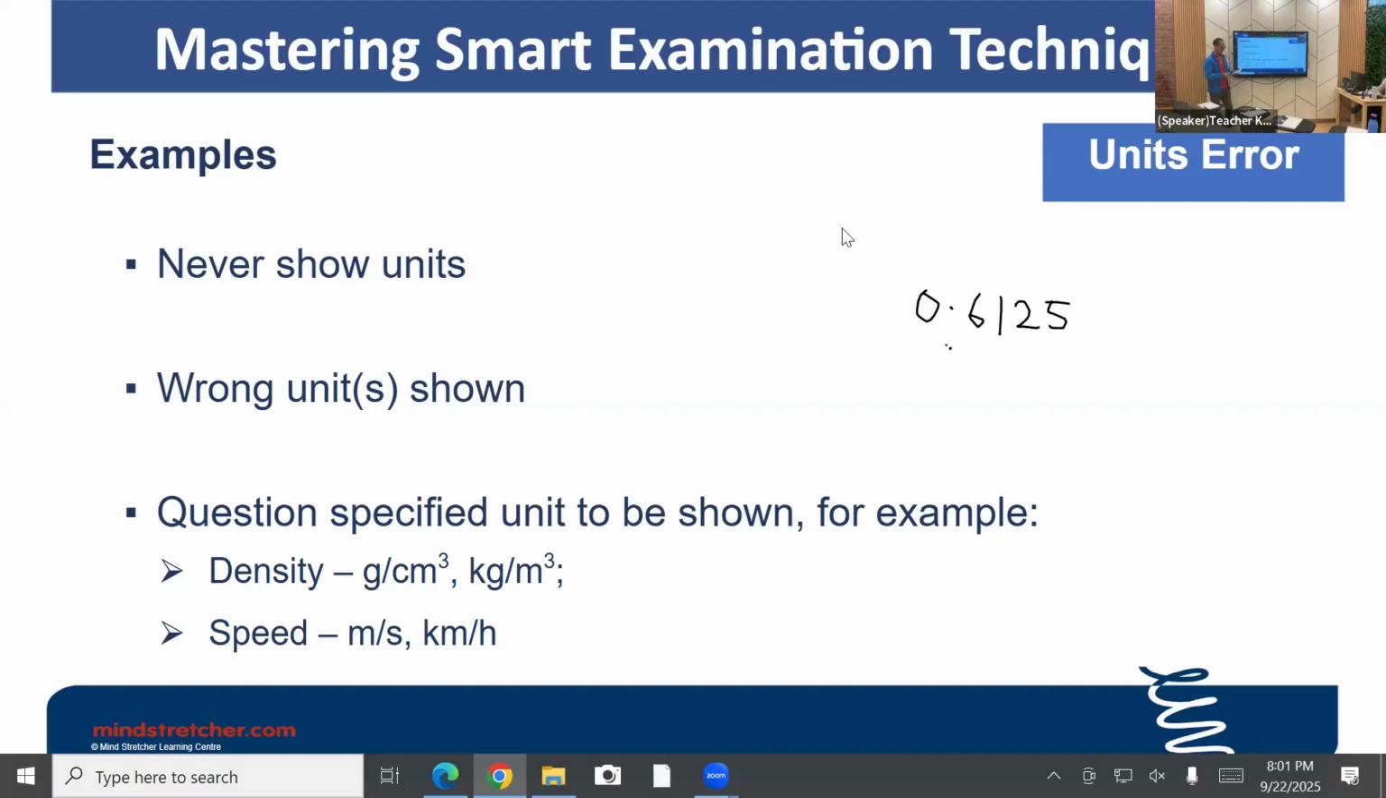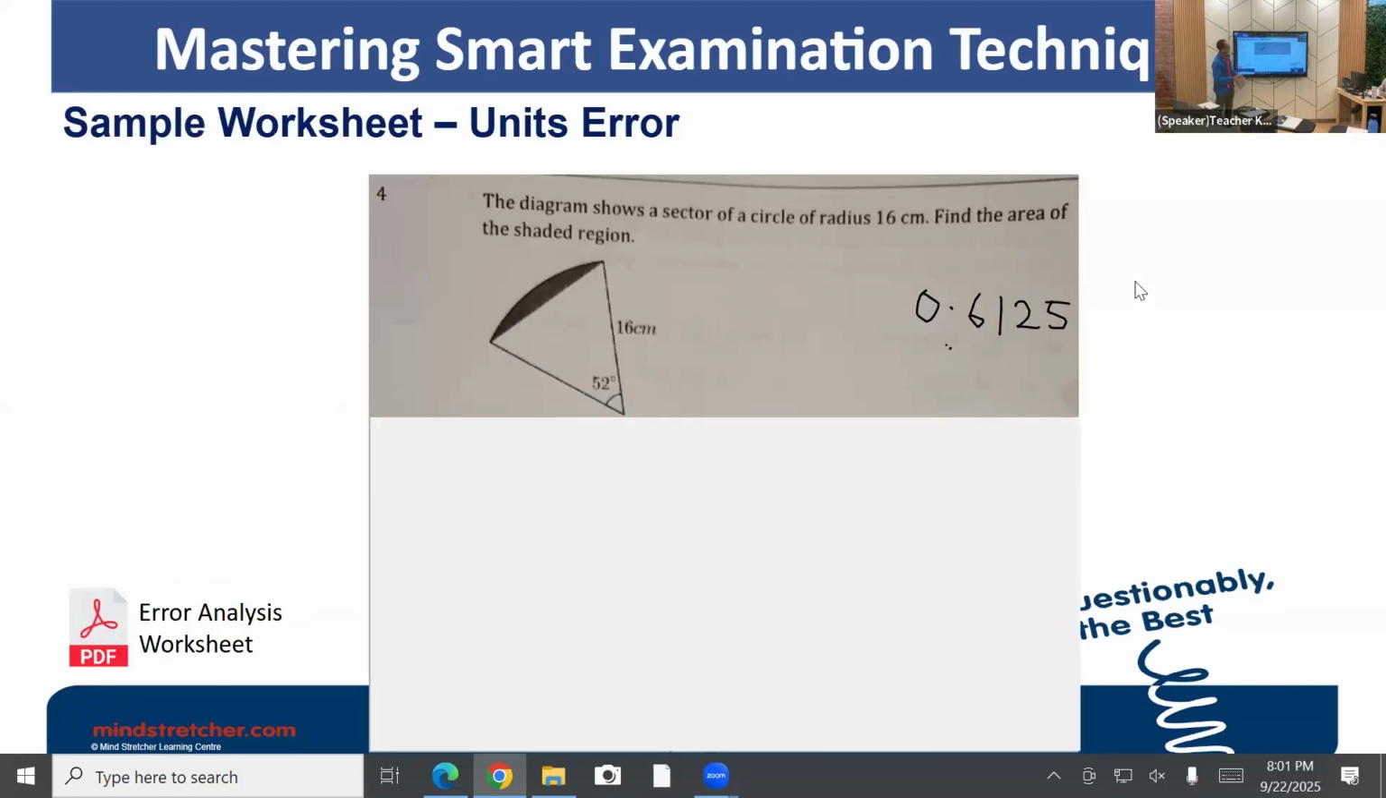Okay, next one. So this is actually an example that I have here. Sorry, let me erase this first. This question says that there's a sector of a circle that has a radius of 16 centimeters, and you have to find the area of the shaded region. So how would you go about doing this? Maybe you can find the blank page on the very last page there and try to work on this. For those of you who are familiar with this question, if you are given such a simple question, just to find the area of the shaded region, how would you find this?